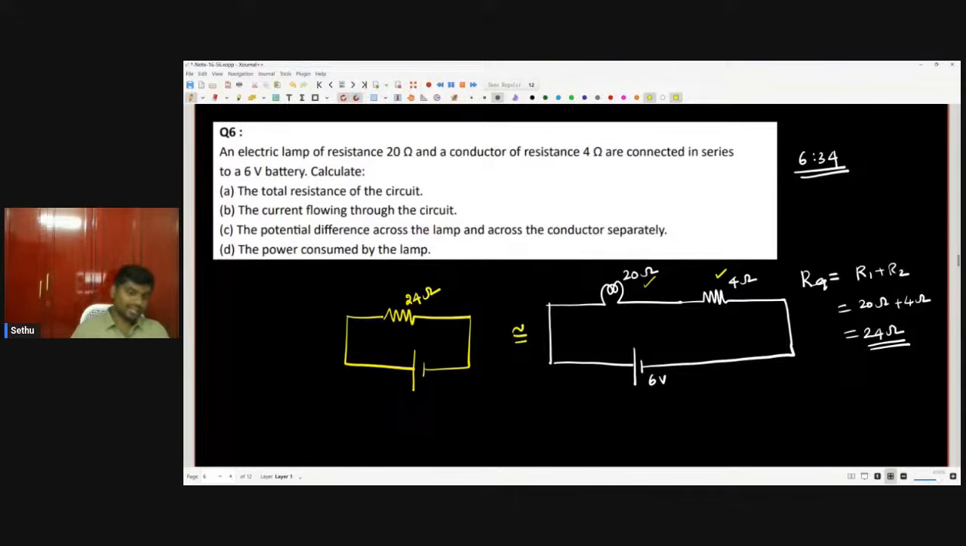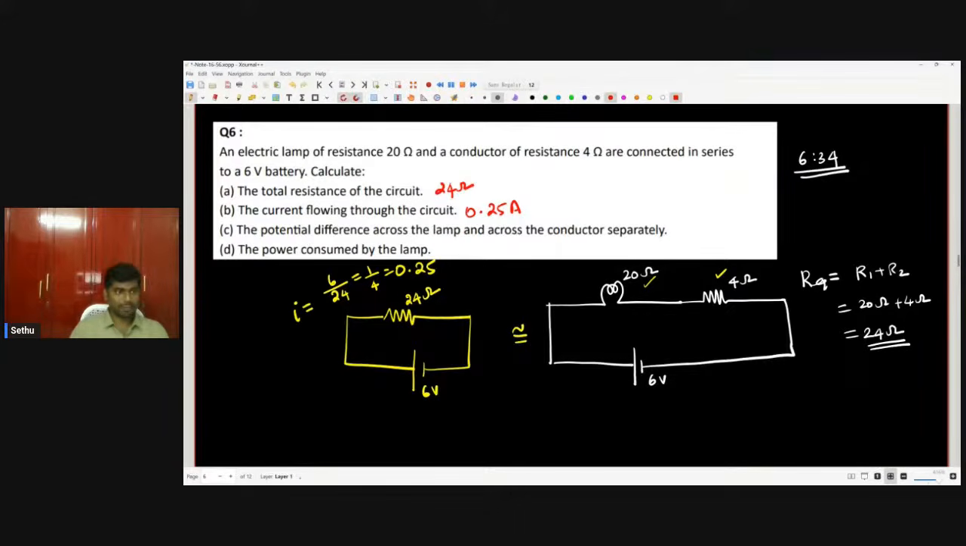Now, when you do this, this is 6 volt. How can you figure out the current? You know that current is nothing but V by R. So this is 6 divided by 24. This is 1 by 4, which is 0.25. So therefore, the current flowing through the circuit is 0.25 ampere. The total resistance is 24 ohms.